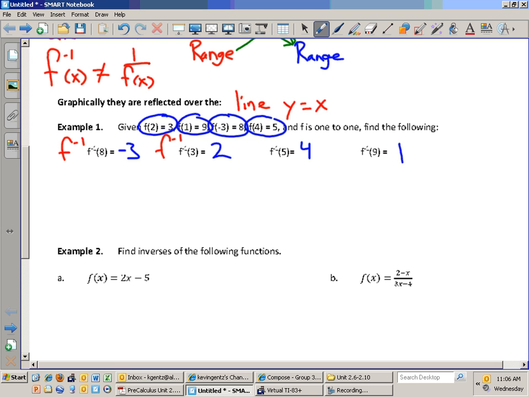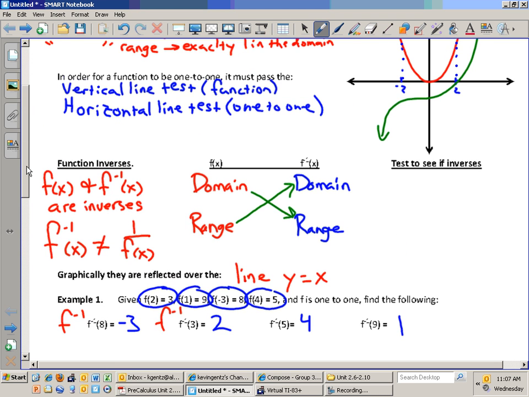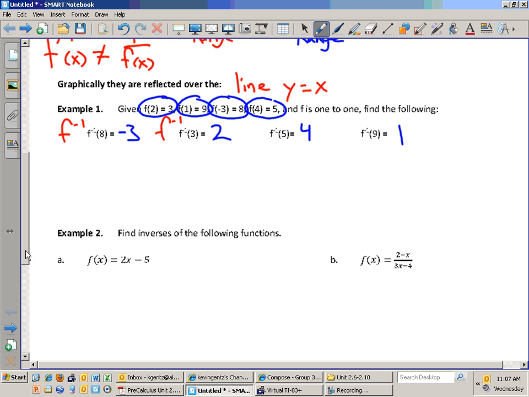So if I gave you two problems on a test, one be identify if it's 1-to-1 by using horizontal line tests, and number two, do a problem like example one. You guys could do those pretty easy, right? Let's get something slightly more difficult, okay?